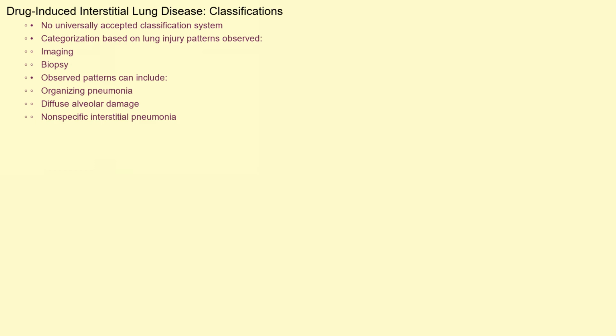Drug-induced interstitial lung disease does not have universally accepted classifications or types in the same way as some other ILDs. However, it is sometimes categorized based on the pattern of lung injury observed on imaging or biopsy. These patterns can include organizing pneumonia, diffuse alveolar damage, or nonspecific interstitial pneumonia. Understanding the specific pattern can sometimes provide clues about the offending drug and the potential prognosis.